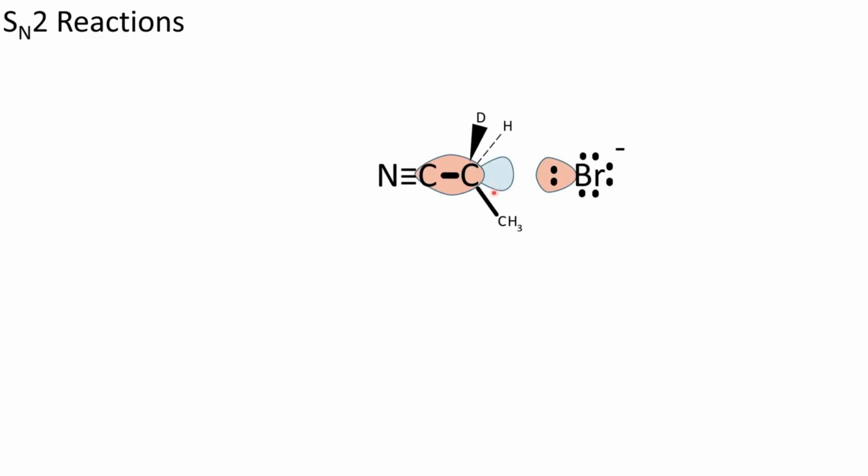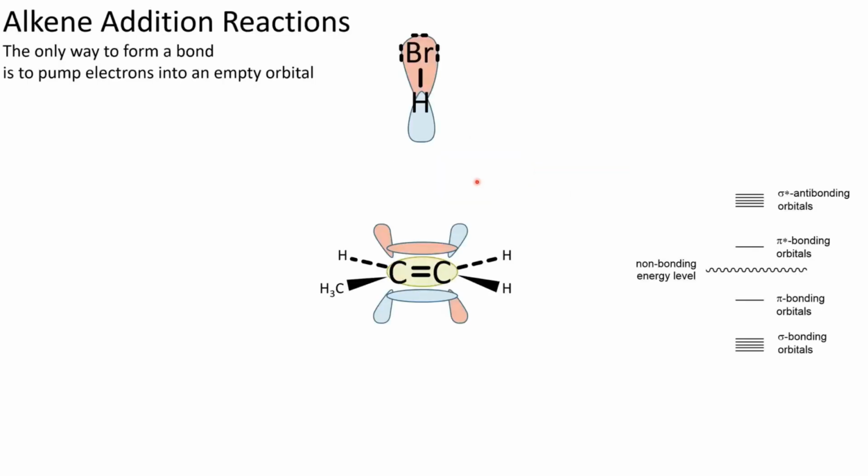It's so cool. I love this stuff. Next, alkene addition reactions. Again, let's introduce some new terms over here. So this molecule has lots of sigma bonds, 5 of them actually, and the 1 pi bond.